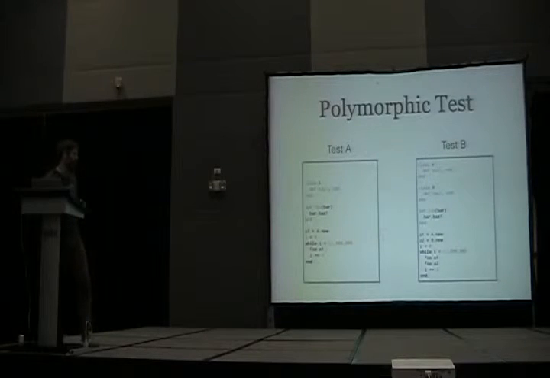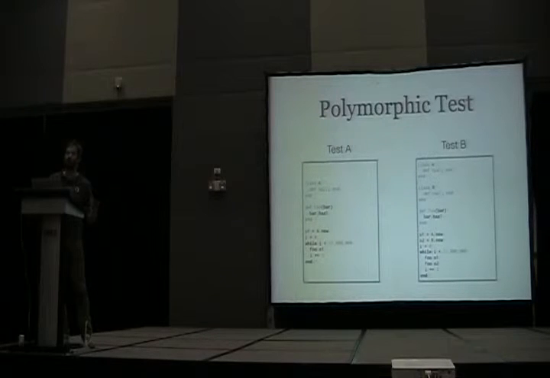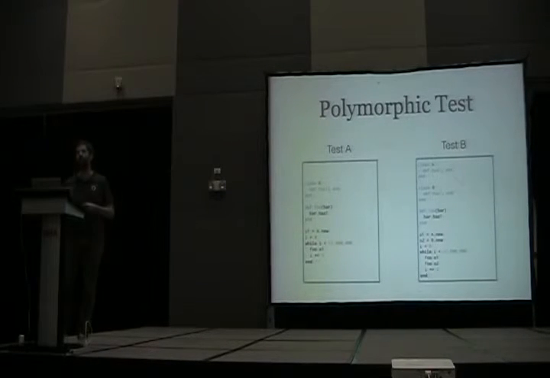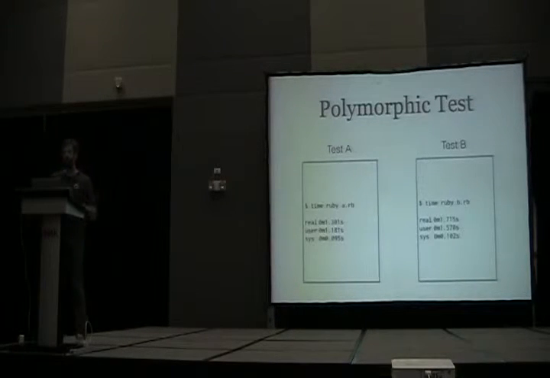So for example, we have two examples here. On the left, we have one bit of code that's not using polymorphism, and on the right, we have another bit of code that is using polymorphism, and they're calling exactly the same number of methods. So it's doing the same number of method calls, just one is polymorphic and one is not. If we run these two tests, you'll see that the non-polymorphic one is much faster than the polymorphic one. The polymorphic one takes about 400 milliseconds more, even though they're calling the same number of methods.